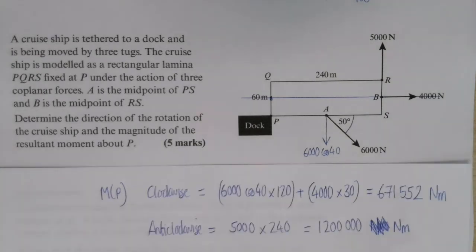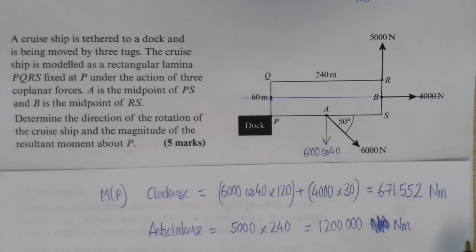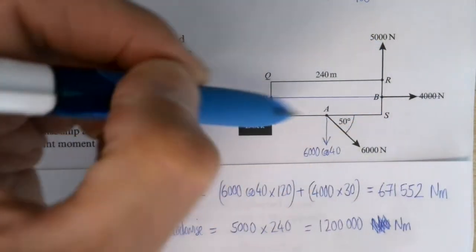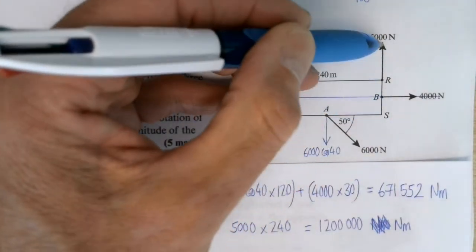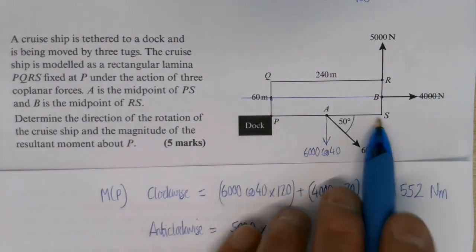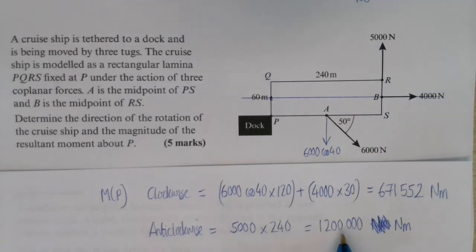Okay, so I've rounded this one to the nearest whole number. Newton metres, because it's force times distance. And clearly, anti-clockwise is winning. So the anti-clockwise moment, which is acting perpendicular to that line, is 5,000 times 240, and that is much, much bigger than the two clockwise moments combined. So this boat is going to twist in an anti-clockwise direction.